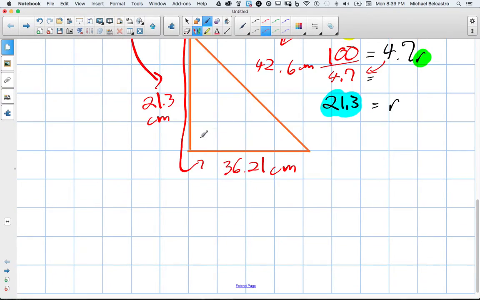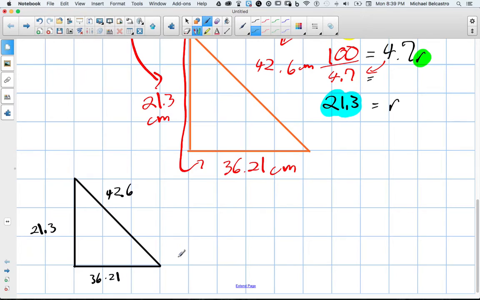So now, as you can see, I've created this triangle. That's great. I'm going to redraw it without all the arrows just so it's a little cleaner looking. We'll make it a little smaller. Again, it doesn't have to be to scale, but make it a little smaller in black. So 21.3, 42.6, and 36.21. Great.